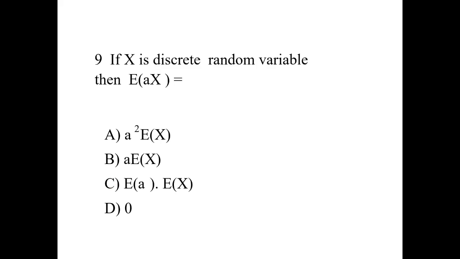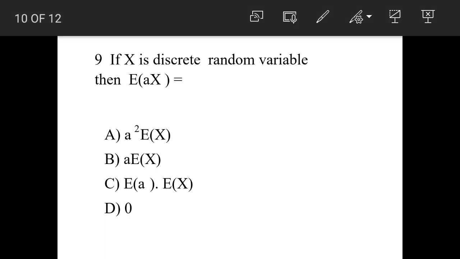Now, ninth MCQ is: if X is a discrete random variable, then expectation of aX is equal to: option A is a square expectation of X, option B is a into expectation of X, option C is expectation of a multiplied by expectation of X, option D is 0. Therefore, the correct option is a multiplied by expectation of X, which is the theorem of expectation.